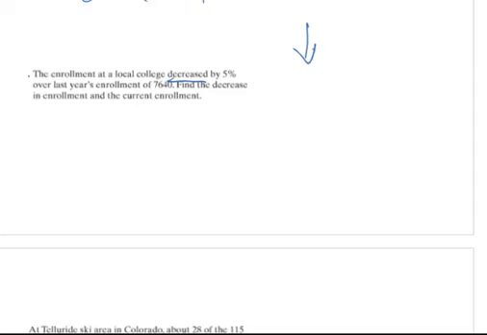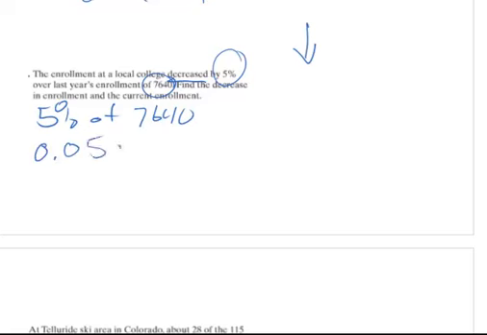Okay, so let's see if we can figure this one out here. So it's telling me that we used to have 7,640 people, and we lost 5% of that. So I want to figure out what 5% of that would be. So 5% of 7,640. So 5% as a decimal is 0.05 times 7,640. That's going to be the amount of my decrease.